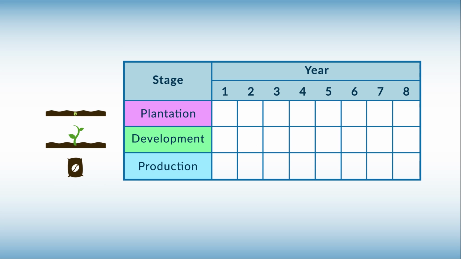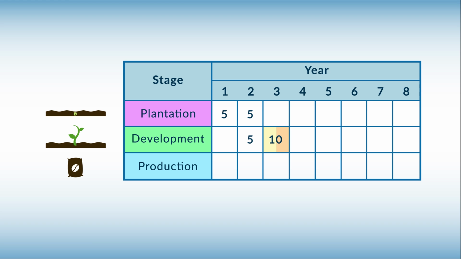If we assume that the farmer plants 10 hectares of coffee over 2 years, then in year 1 we will have 5 hectares in the plantation block. All other blocks will be empty. In year 2 we'll have 5 hectares again in the establishment block and 5 hectares in the development block. In year 3, all 10 hectares will be in the development block.